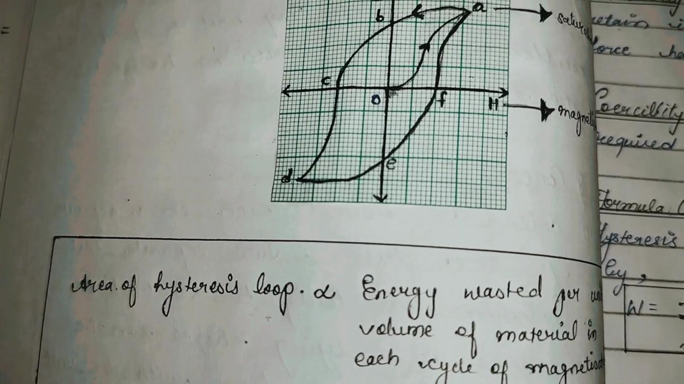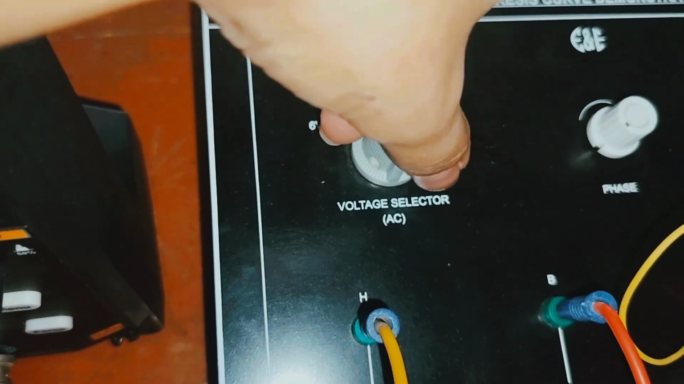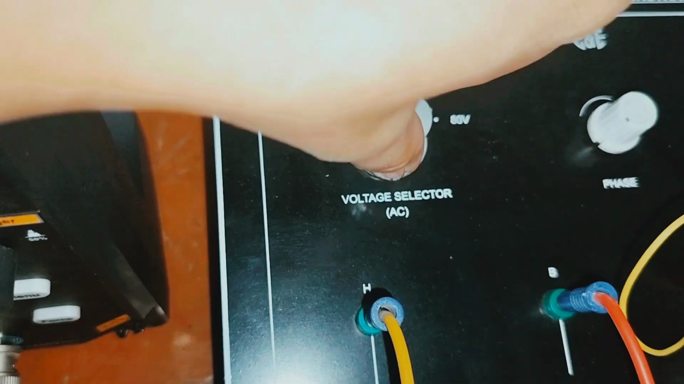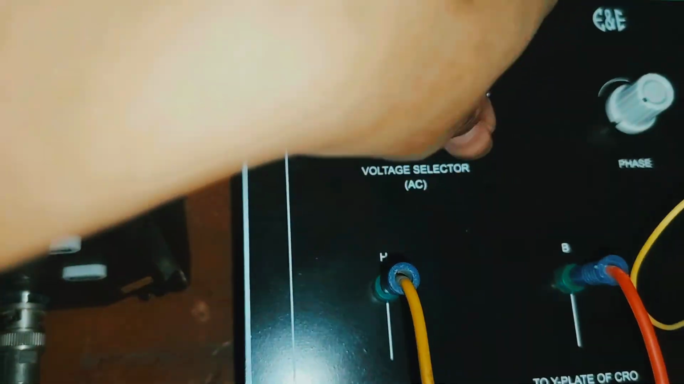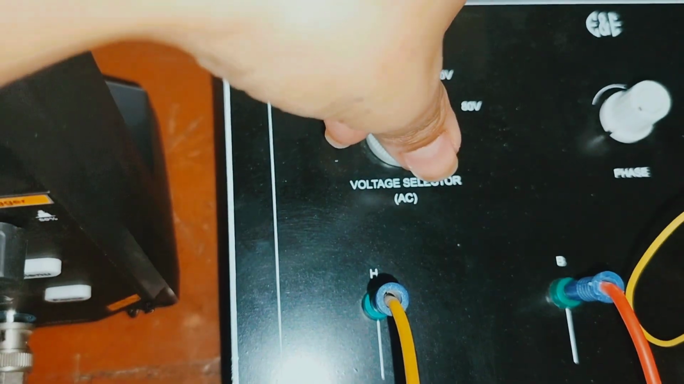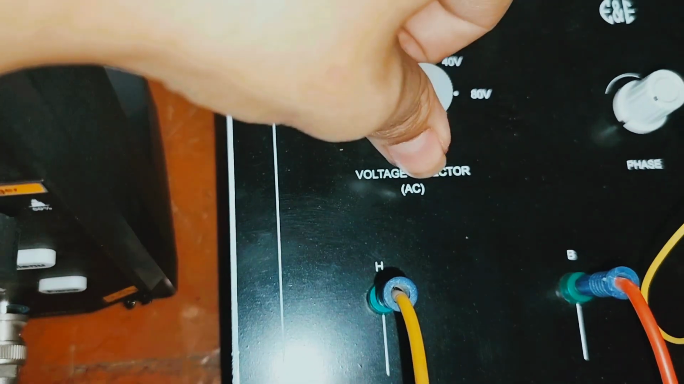If we increase the current from here, the loop will become wider, meaning more hysteresis loss. For soft materials, the loop is narrow, so losses are small.